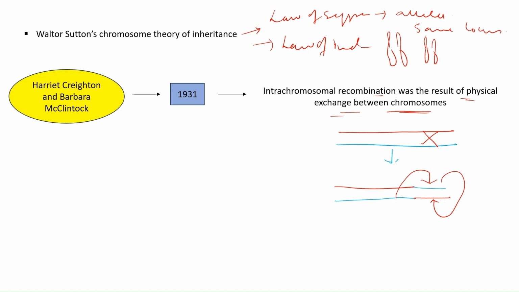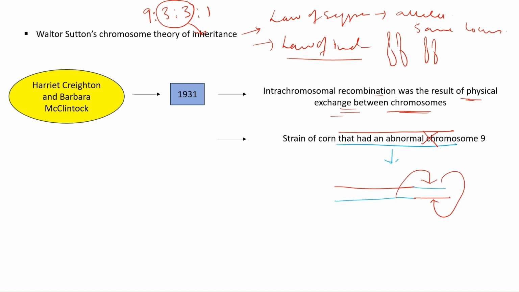That means if we talk about the law of independent assortment, what is the ratio we get? 9 is to 3 is to 3 is to 1. So this 3 and 3 is due to recombination. So this recombination happens because of physical exchange between chromosomes.